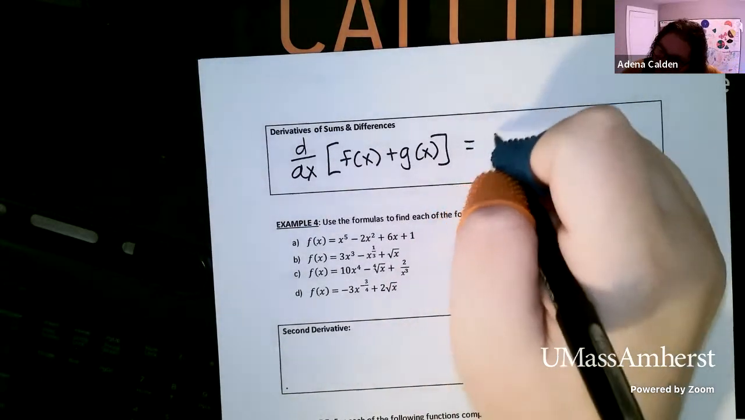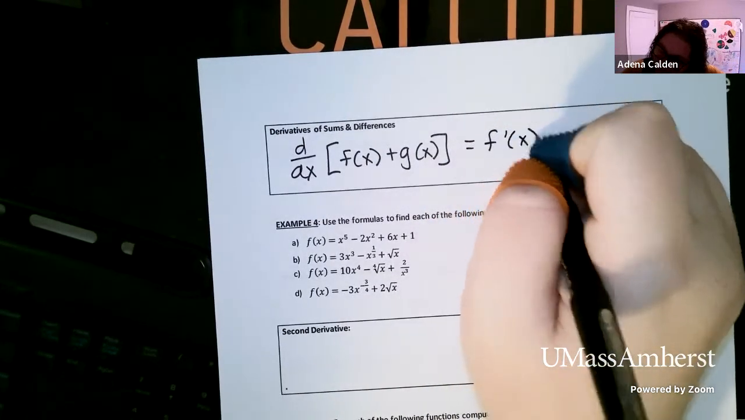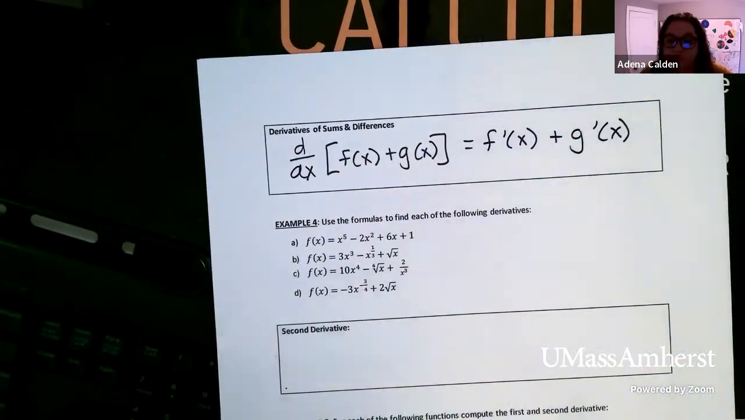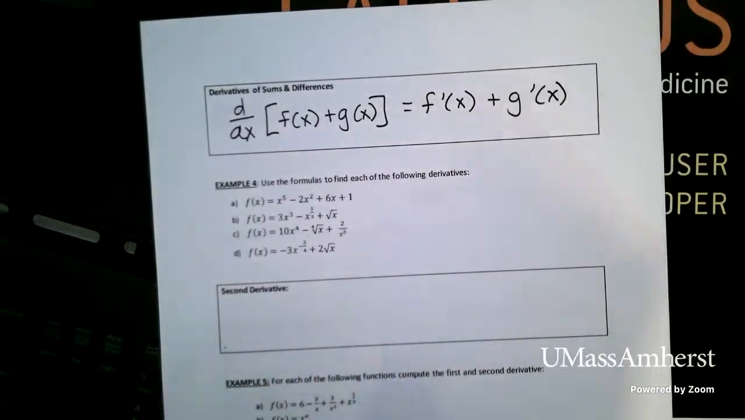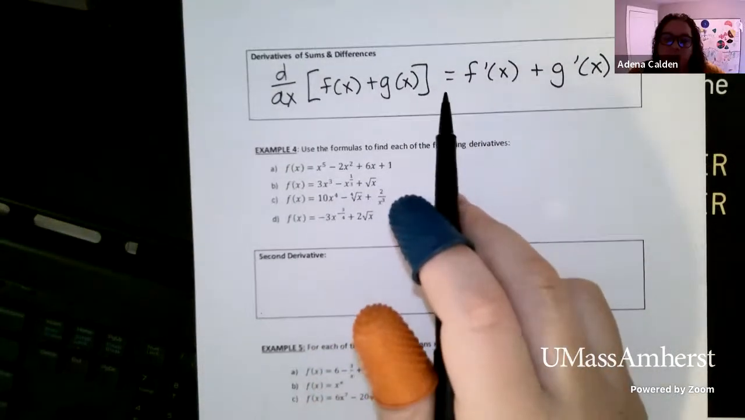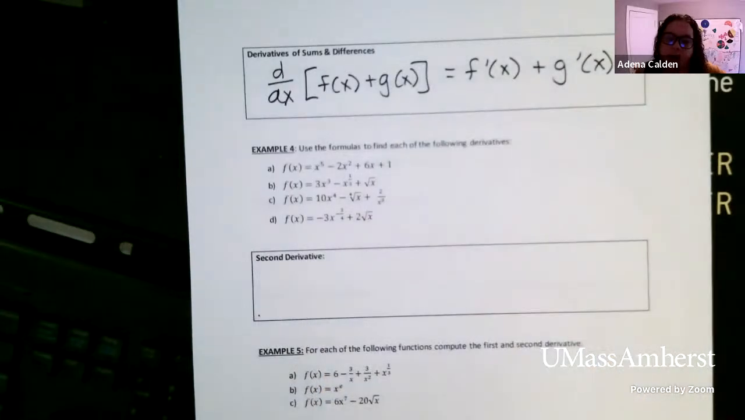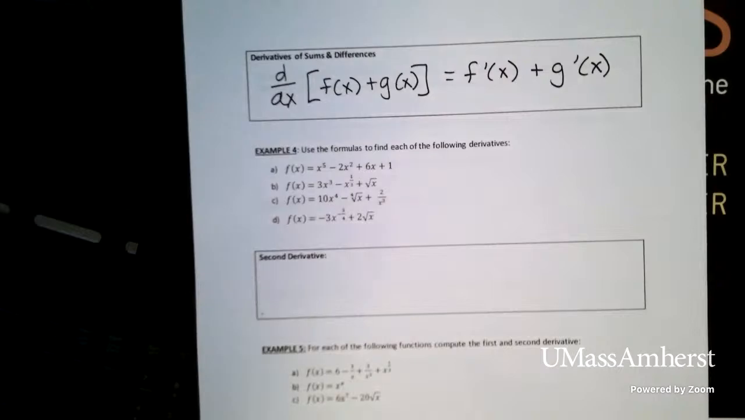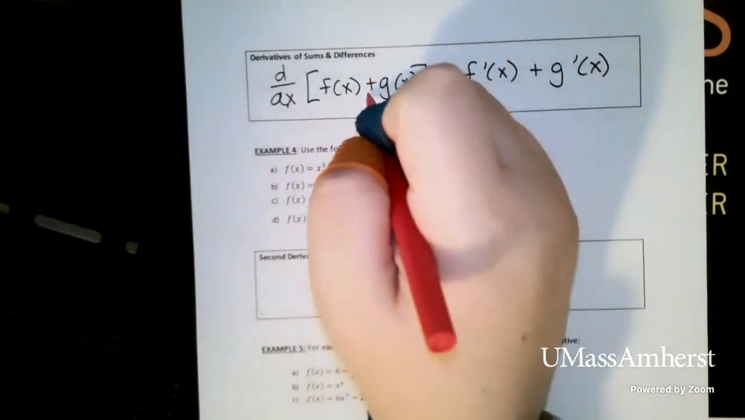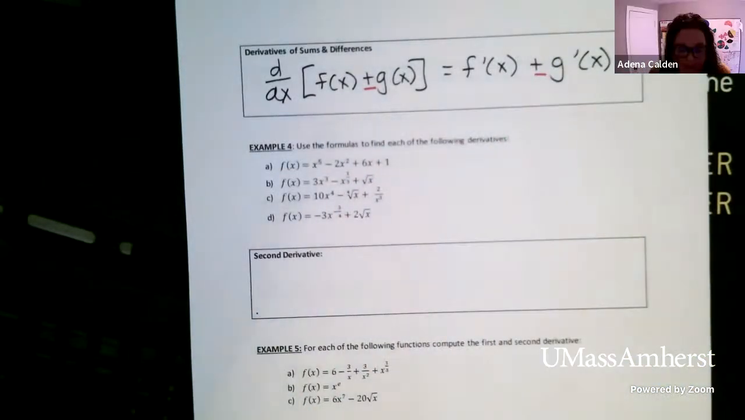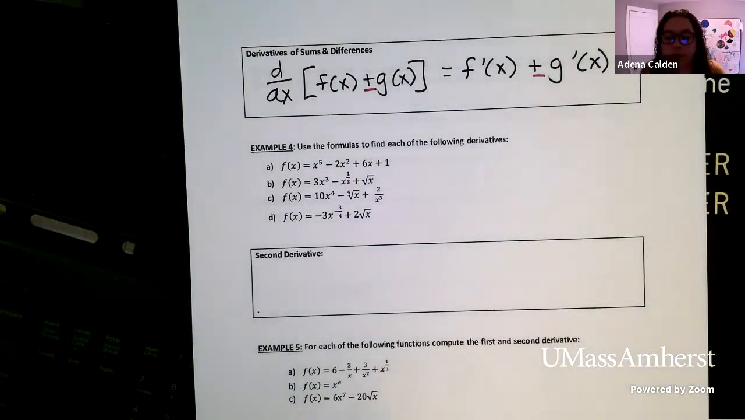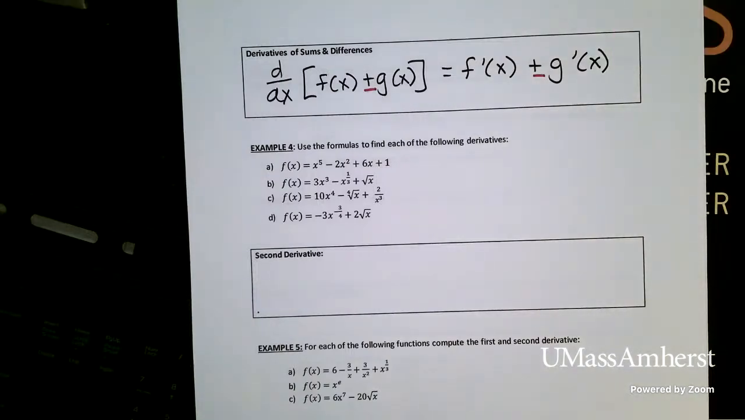Well, fortunately, we can take the derivative of each term separately and add the results together. So if you have f of x plus g of x, and you want to take the derivative of that entire function, it's just f prime of x plus g prime of x. And the same thing is true if you are subtracting the function. So if you are adding or subtracting terms, you can just take the derivative of each term.